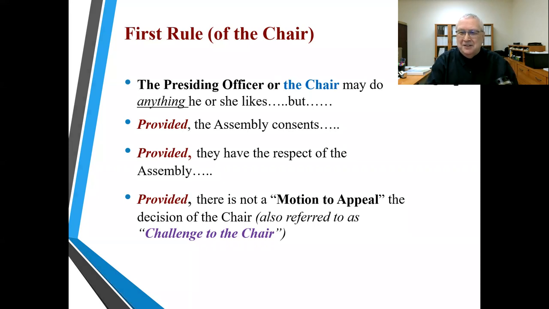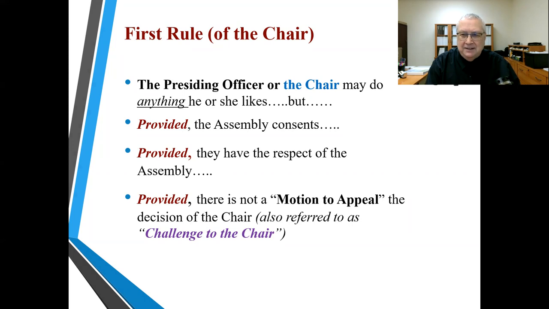Now, first rule of the chair. First rule. And the one that's probably the least understood. The presiding officer can do anything they want. But, there's a big but there. The assembly has to consent to what they're doing.